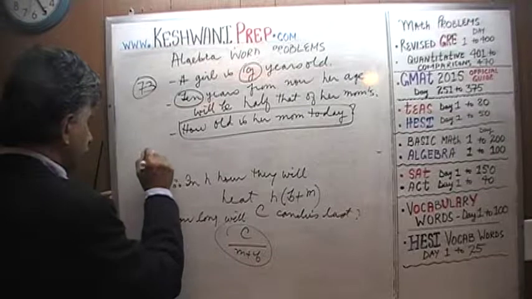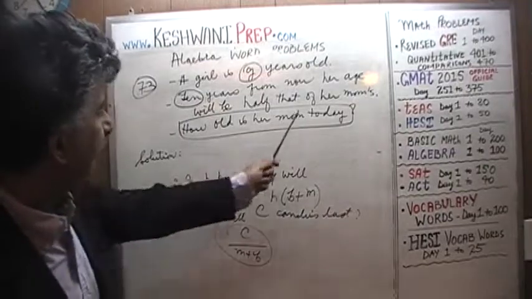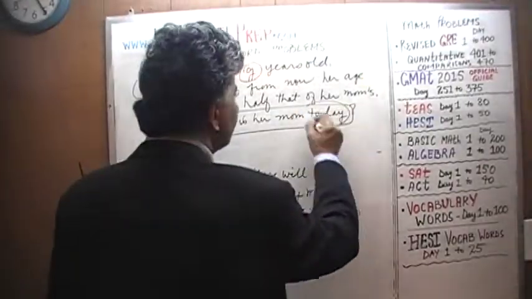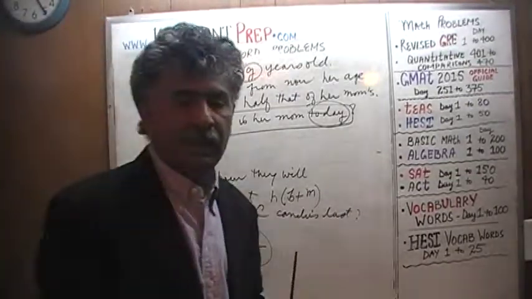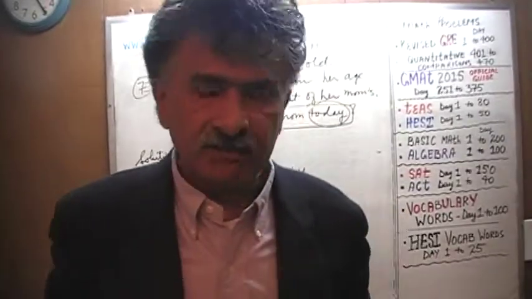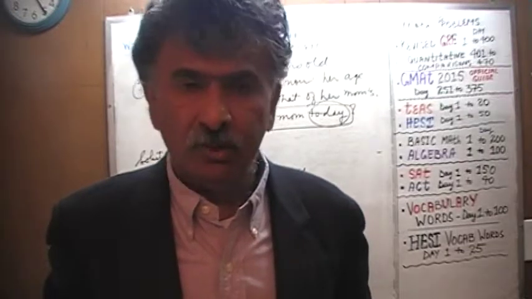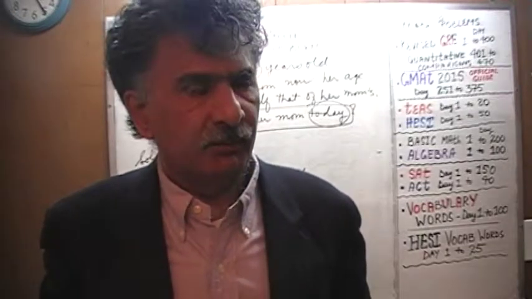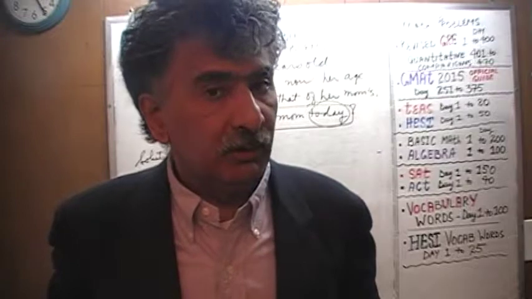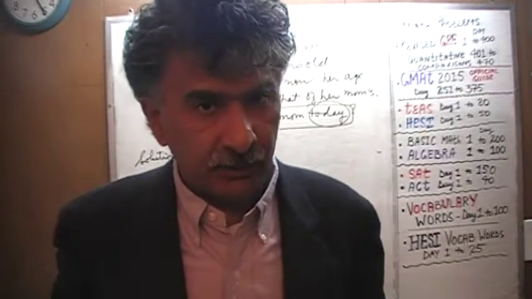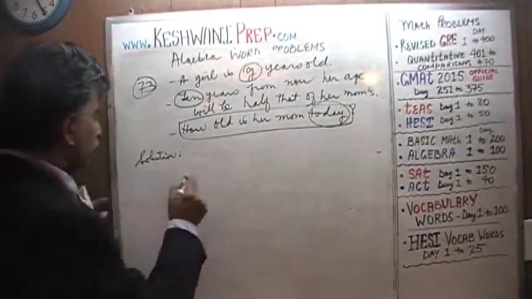So here's our solution. The first thing we do is define our unknown variable. Always define your unknown variable. Unknown here is mom's age when? Mom's age today. It's very important that you're specific. Don't just say let M represent mom's age. In this problem, it's not enough, because we're dealing with two different time periods. Is M going to represent mom's age now, or mom's age 10 years from now? Big difference.